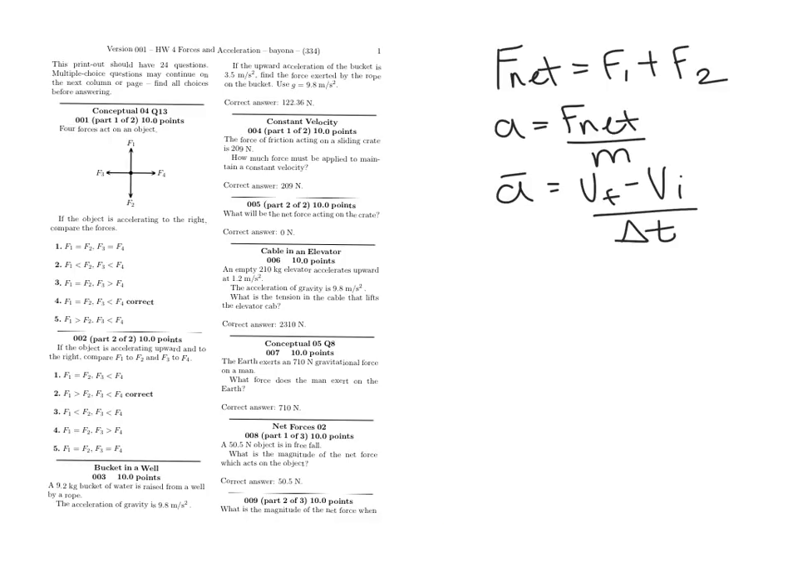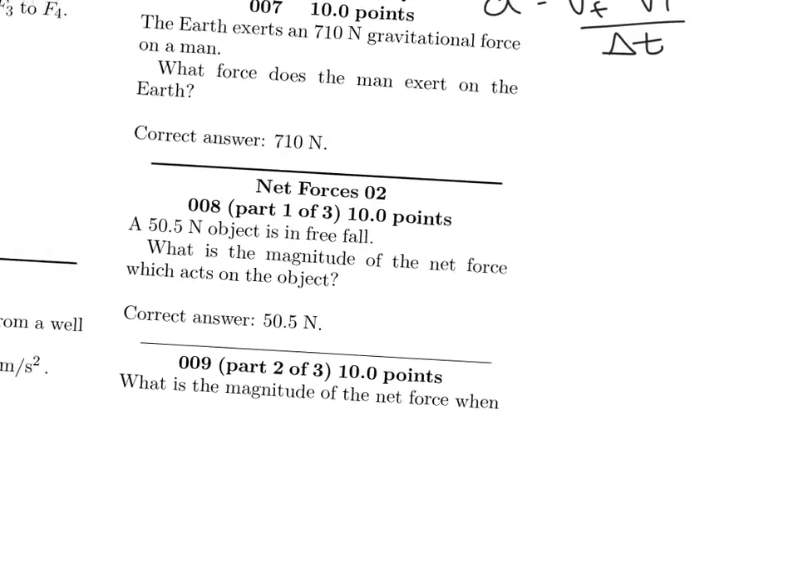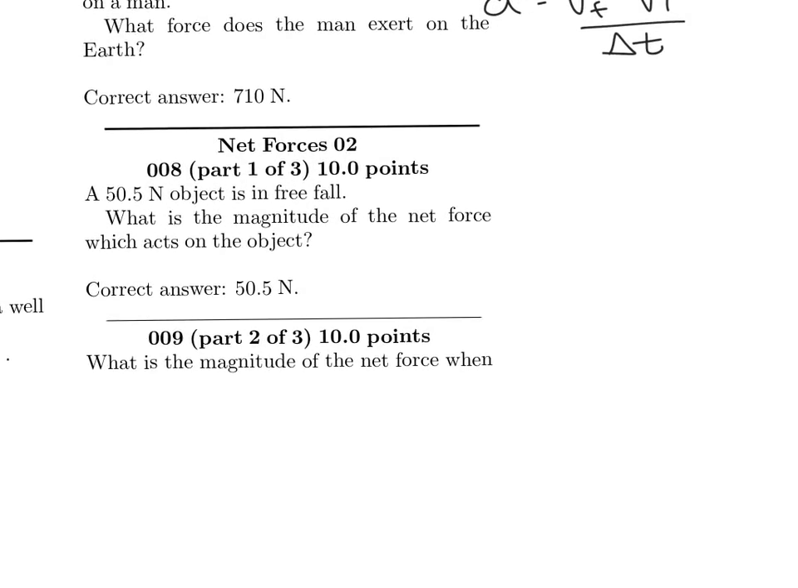All right, so let's see. Then we had number 9, because number 9 helps you with a couple of other problems. Let's look at 8. A 50.5 newton object is in free fall. What is the magnitude of the net force which acts on the object? This is a vocabulary term. You need to know that free fall means only under the influence of gravitational force. So if it only has gravitational force, that is the net force. It's acting as the net force. Okay, but number 9 gets us into something different, so let's look at that.